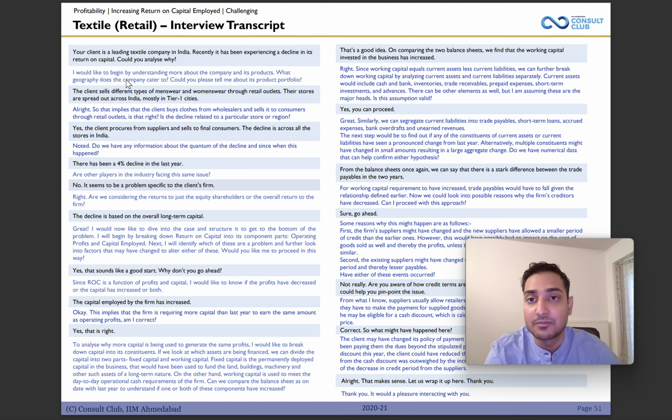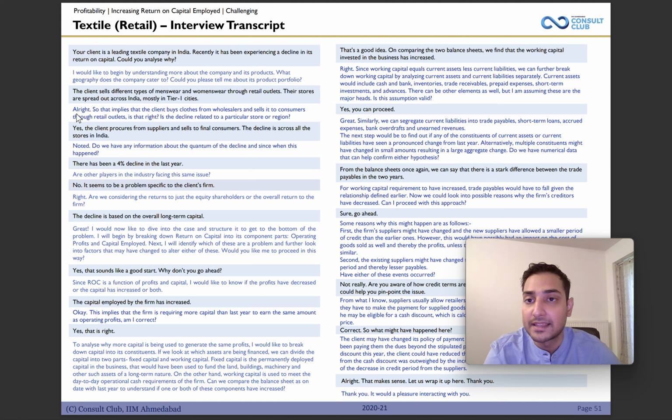I would like to begin by understanding more about the company and its products. What geography does it cater to? Could you please tell me about its product portfolio? The client sells different types of menswear and women's wear through retail outlets. The stores are spread out across India, mostly in tier 1 cities. Okay.